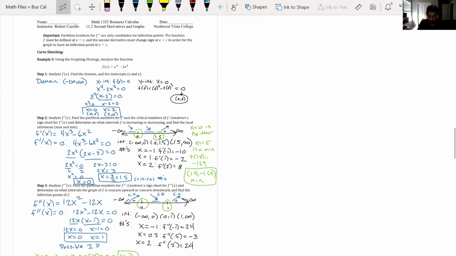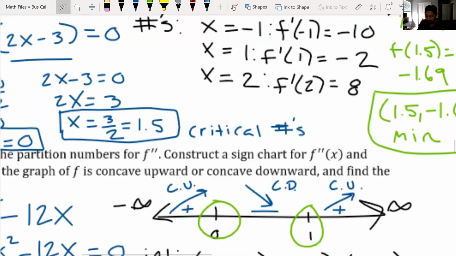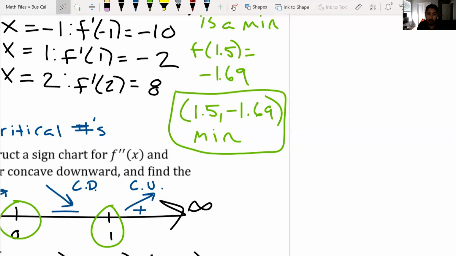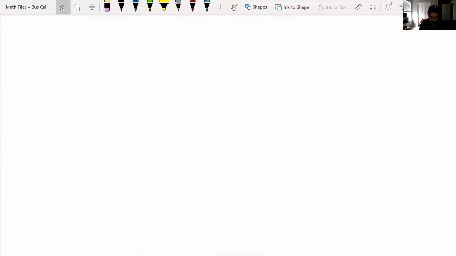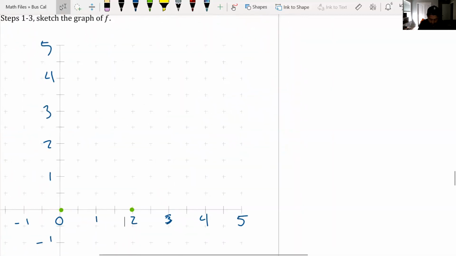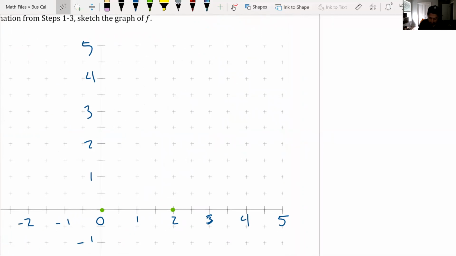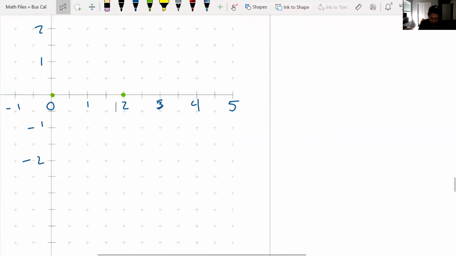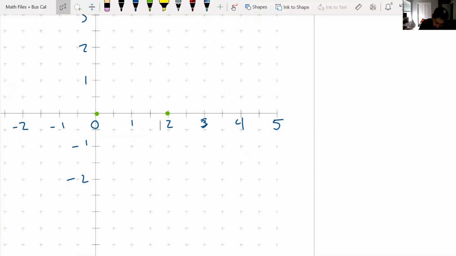Step 2, all we have to do is plot the only point we found. And the only point we found was that minimum of 1.5 and -1.69. That is ugly. But let's go find that graph. So 1.5 and -1.69, I'll put somewhere around there. There's the minimum.